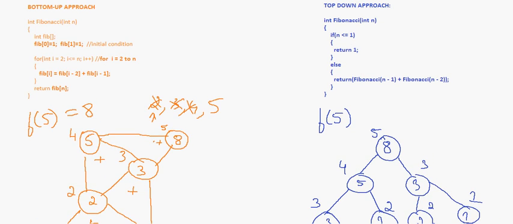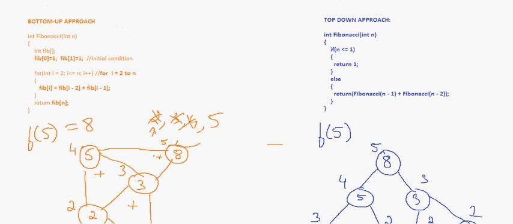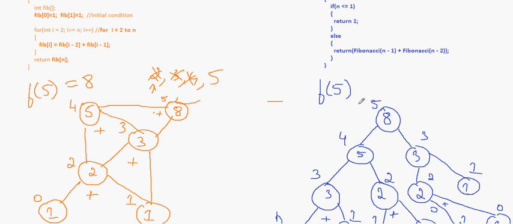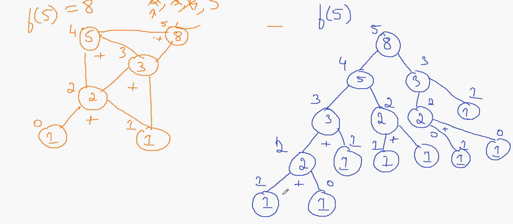So it was clearly a bottom up approach. We started with the initial conditions and reached the solution of Fibonacci of 5 is equal to 8. In the top down approach, we started calculating from Fibonacci of 5 and then split the solution into sub problems, and then finally reached the end nodes, and then we again moved up with the solutions.